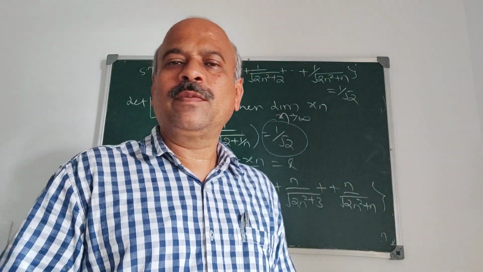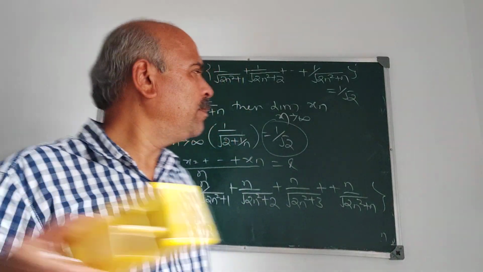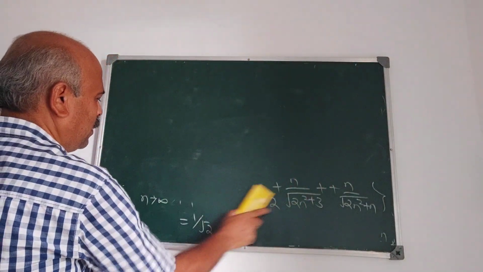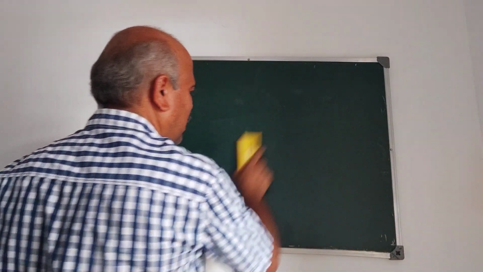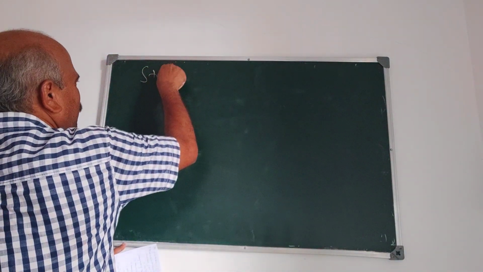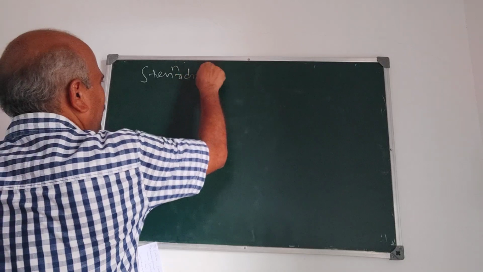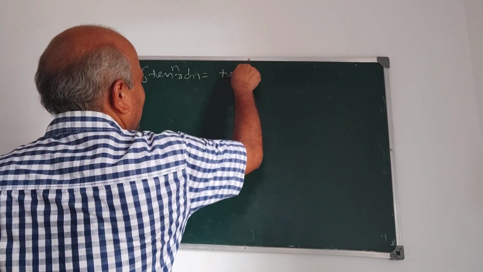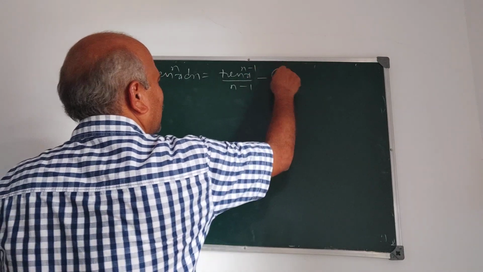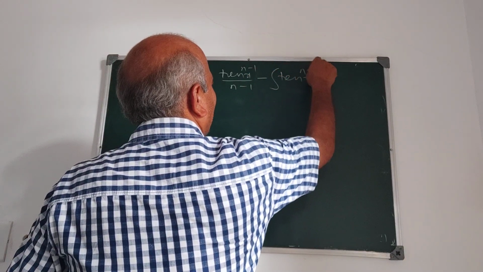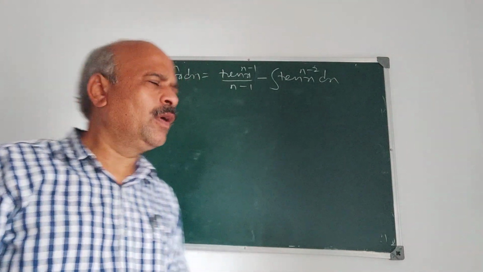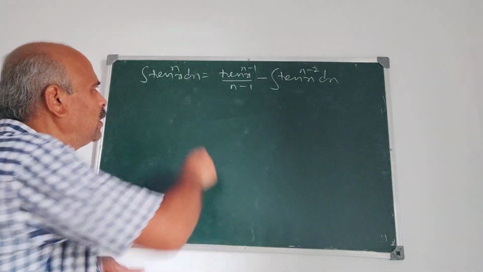In the last video, I explained how to derive the reduction formula for tan x raised to n. What is the reduction formula for tan x raised to n? Integral of tan x raised to n is tan x raised to n minus 1 upon n minus 1 minus integral of tan x raised to n minus 2 with respect to x. This is the reduction formula for tan x raised to n.